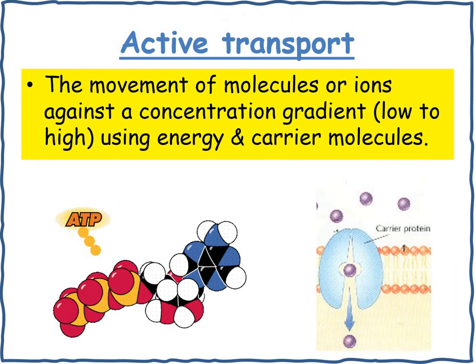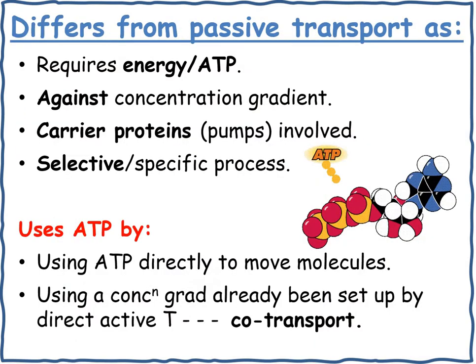So active transport is the movement of molecules or ions against a concentration gradient from low to high using energy and carrier proteins. And it differs from passive transport because it requires energy or ATP. It moves against its concentration gradient. It uses carrier proteins or pumps, and it is a selective or specific process.